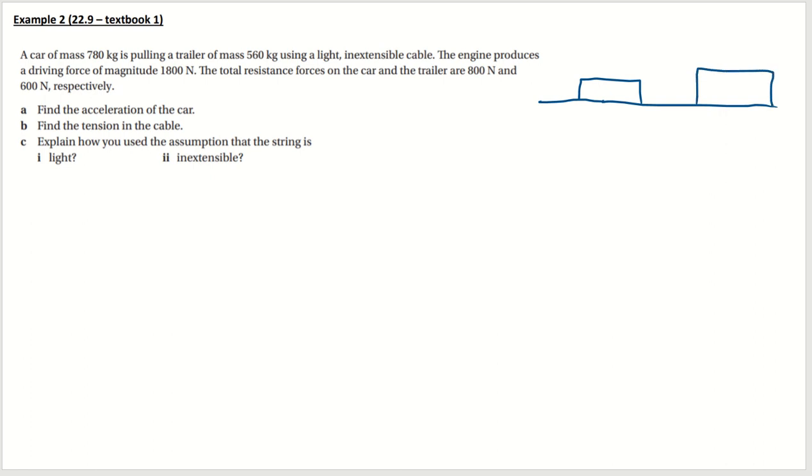The car has a mass of 780 kilograms, and the trailer has a mass of 560 kilograms. It says here that it's been pulled by a light inextensible cable, so the cable is not stretching or compressing. We've got two different objects, so what I'm going to do, and I think is really important, is split down the middle and look at the forces acting on each object separately.